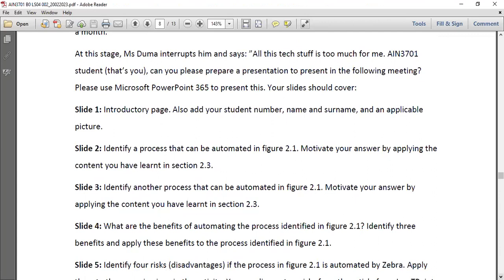Right. So the task is only about 5 slides. The first slide is your introduction. That should have your student number, your name and surname, and an applicable picture that you can send there.